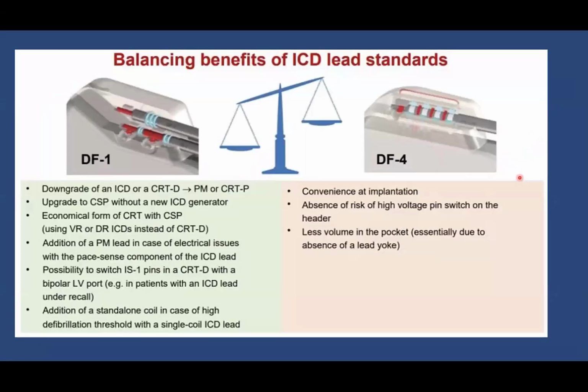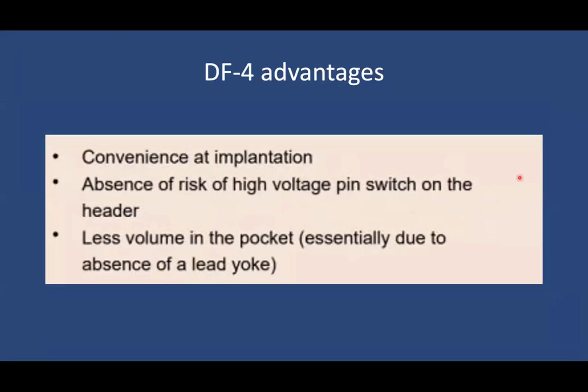So what is the advantage of DF4 versus DF1? Interestingly, there are actually advantages in both of these technologies. I'll talk through DF4, which was the original excitement. The DF4 is smaller. It has fewer ports to plug in, so less likely to make a mistake while screwing the lead into the device. It's convenient at implantation because it's smaller. Therefore, because of the lead placement, it's not likely that you're going to get the high voltage pin switched in the wrong position because it's all placed in the same spot. And it occupies less volume in the pocket because of the absence of the Y connecting yoke that forces you into the trifurcation.